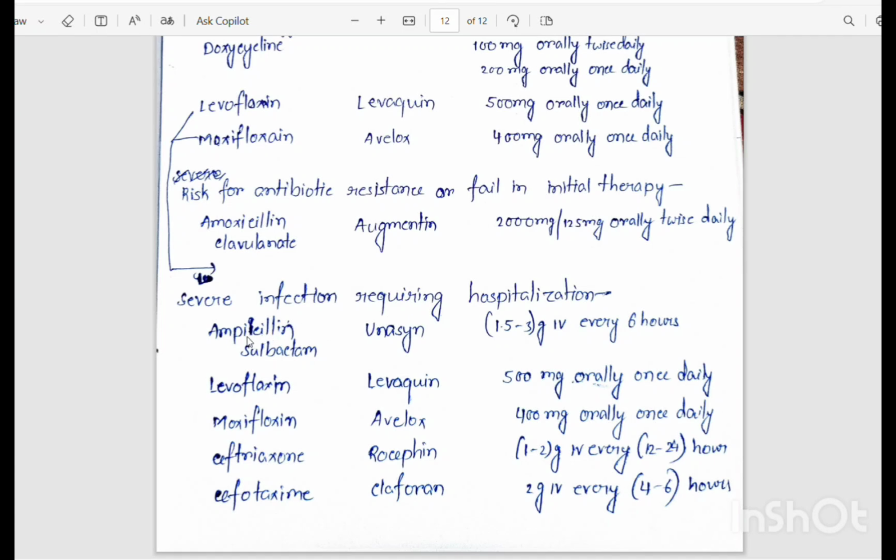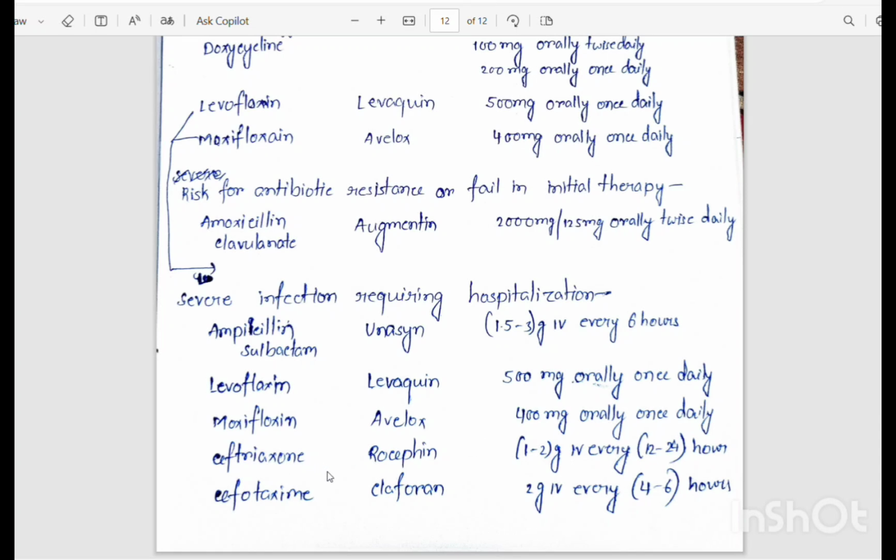The first dose will be ampicillin and sulbactam, brand name is Unasyn. We have to give 1.5 to 3 gram intravenously every 6 hours. Then levofloxacin, the brand name will be Levoquin. We have to give 500 mg. Moxifloxacin, the brand name is Avelox. We have to give 400 mg orally once daily.